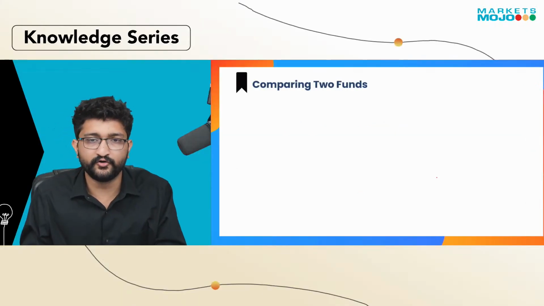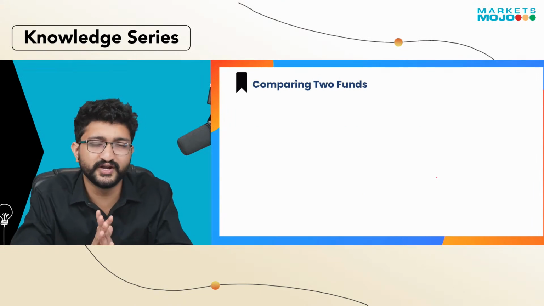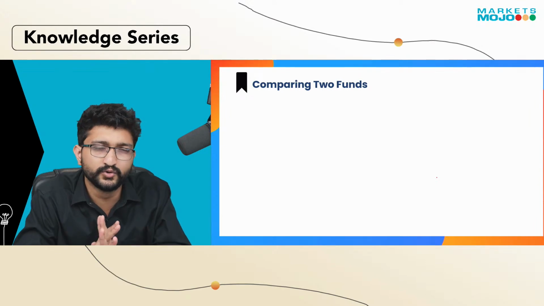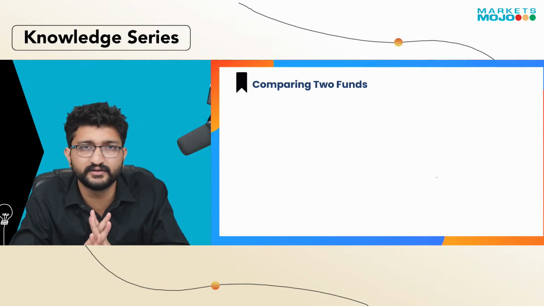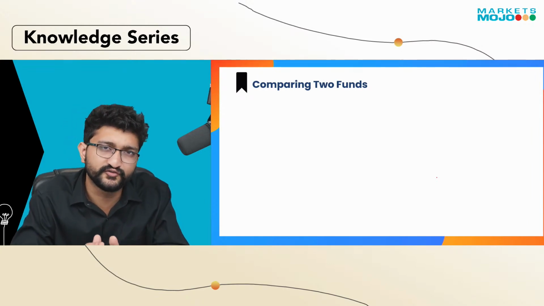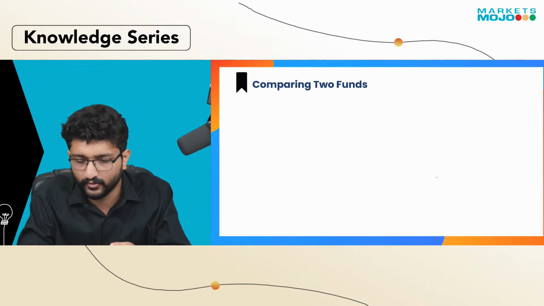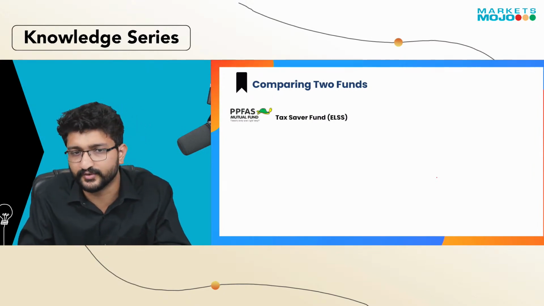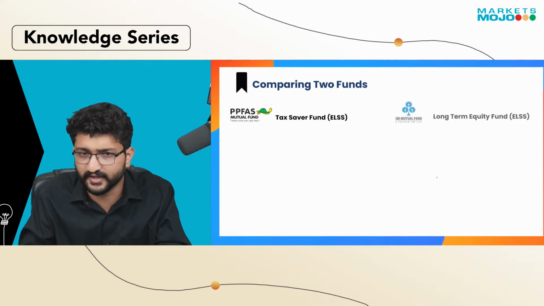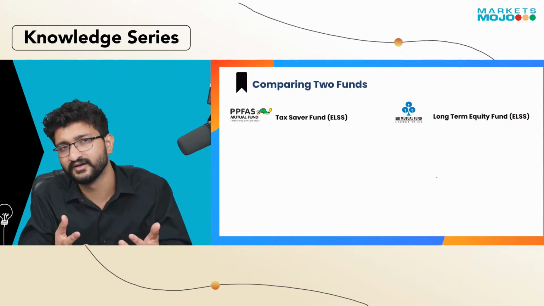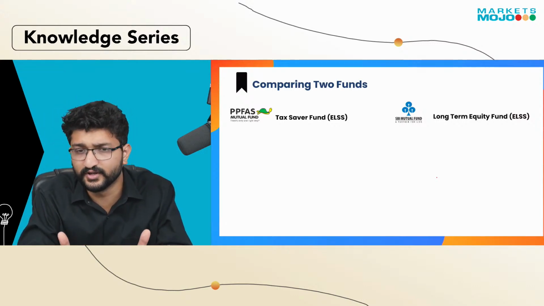Okay, now since we understood the 3 different parameters we are using to rate these schemes, let's now go into a proper example, a practical approach on how we can actually compare 2 schemes and see which one looks favorable for our investment. Okay, so coming to comparing 2 funds, I've picked up 2 ELSS schemes today. One is PPFS, Parag Parikh Tax Saver Fund, and the SBI Long Term Equity Fund. Now they are ELSS schemes. I just picked this particular category. There's no particular reason for it.